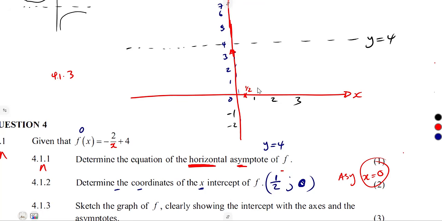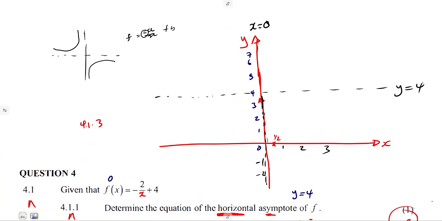We do not have the y-intercept because x is 0. When x is 0, that's an asymptote. So we just need to know the shape. We just have this x-intercept, which is a half. So the shape, according to what we are given here, in between these asymptotes, we're going to have a shape like this for a negative. So the shape is supposed to be like this, passing through a half.